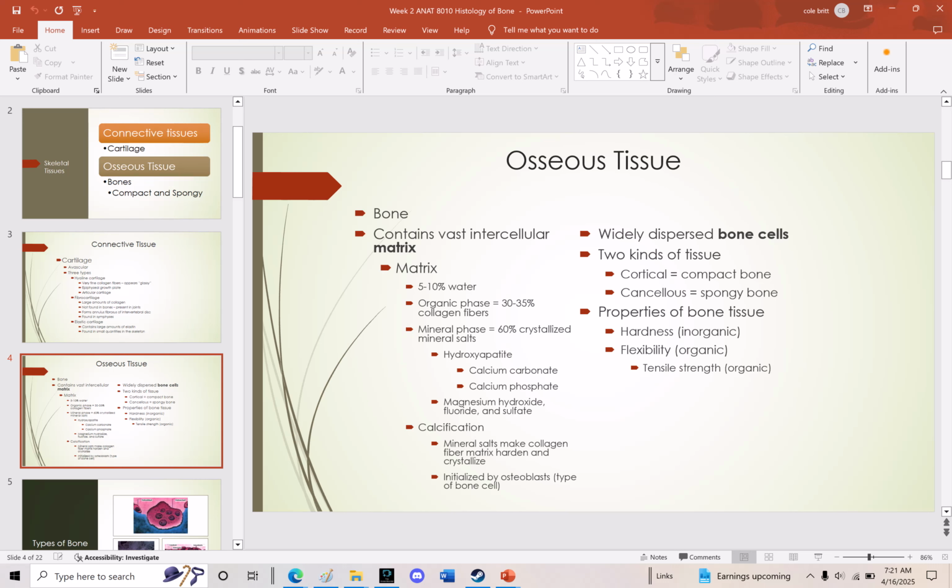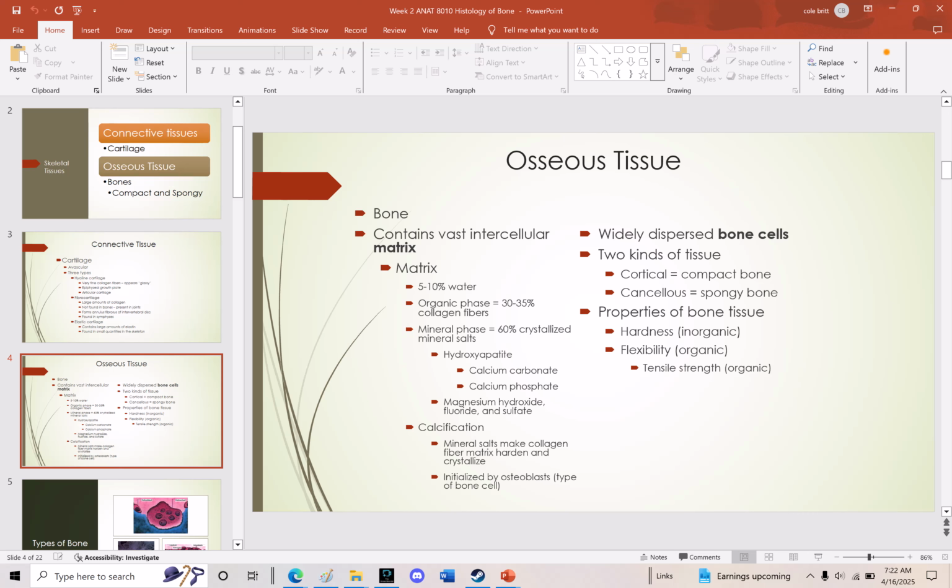Now, when we consider the properties of bone tissue, we want to consider its hardness, which is the inorganic portion, and then the flexibility, which is the organic portion. Because remember, the flexibility of bone is what allows it to have a little bit of flex to it without actually breaking itself. So our bones, we don't typically think about it, but things like our vertebrae actually bend a little bit. They actually squish a little bit sometimes when they're under significant load.